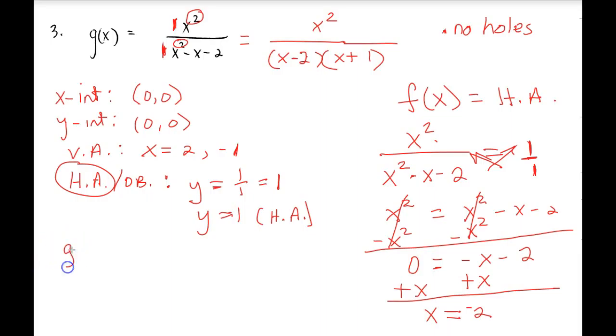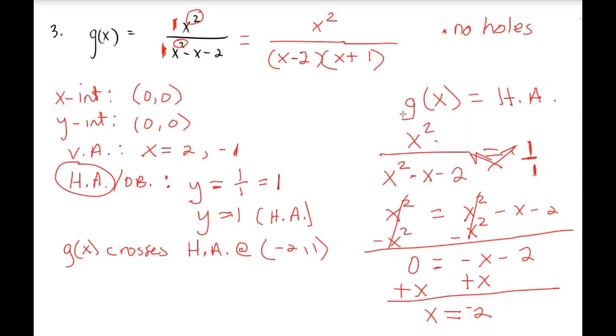We're going to note here that g of x crosses the HA at negative 2, 1. Okay, and I know I named that f of x and it should have been g of x, so I apologize about that.